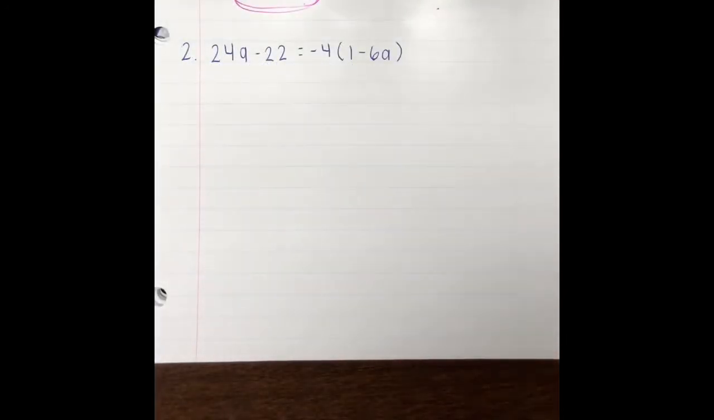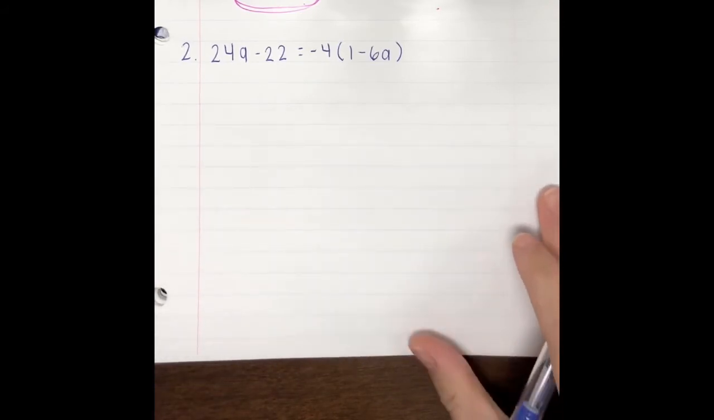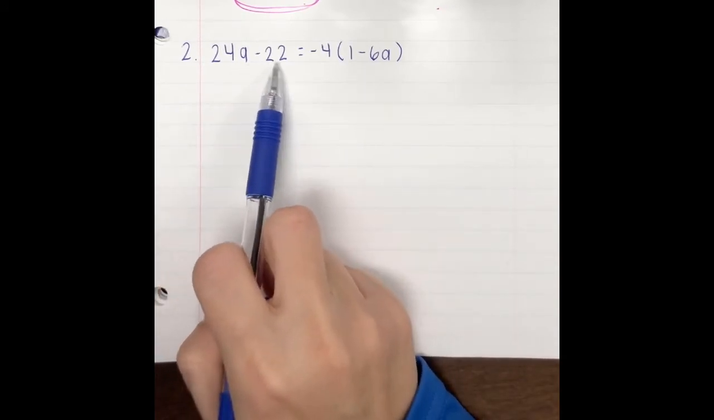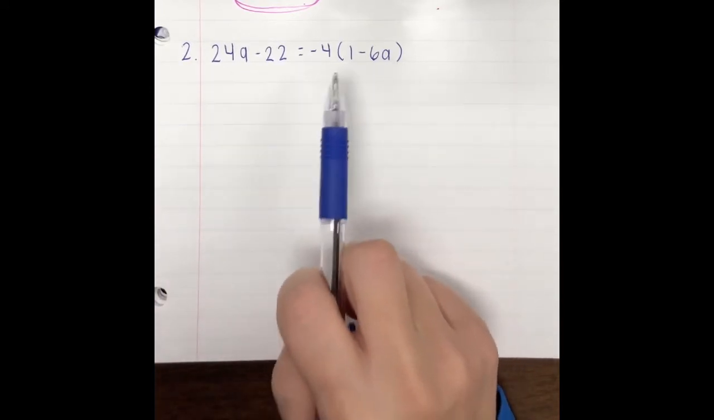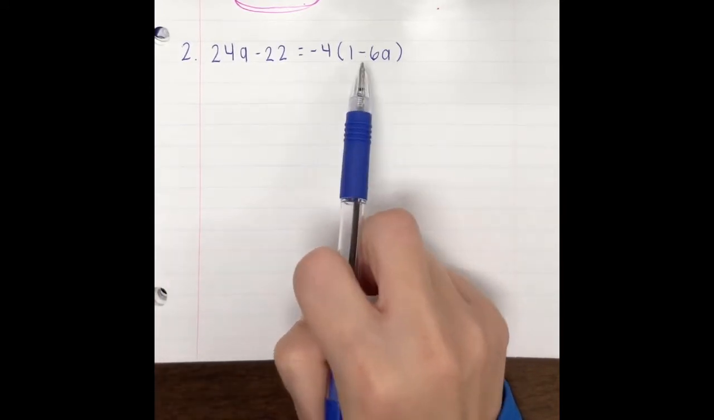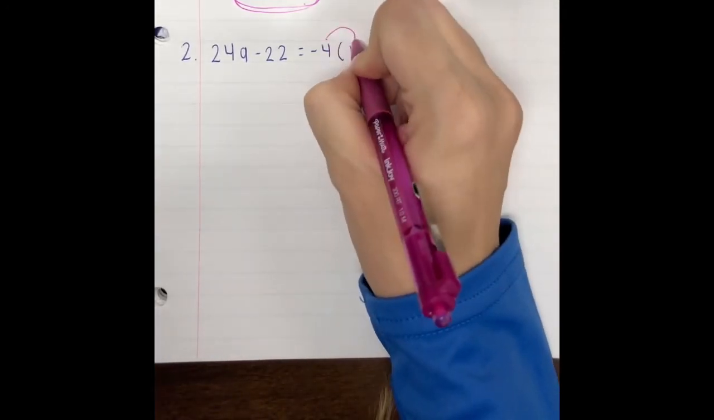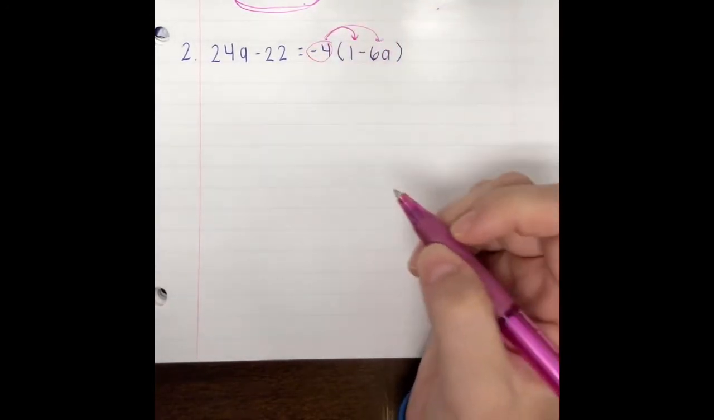All right, number 2, we have 24a minus 22 equals a negative 4 times 1 minus 6a. Okay, so for this example, we need to start just like we did the last one by saying what we can simplify on each side. On the left side, I have 24a minus 22. These are not like terms. I cannot simplify anything there. On the right side, I have a negative 4 times 1 minus 6a. That I can simplify. So I can go ahead and distribute the whole negative 4 to everything that it's multiplied by inside of the parentheses.